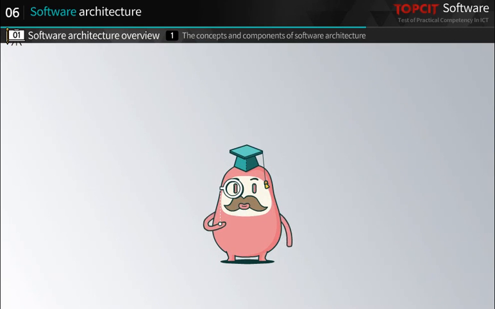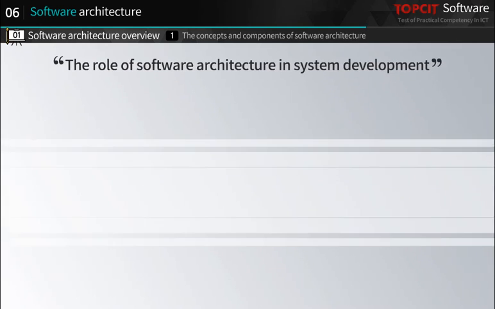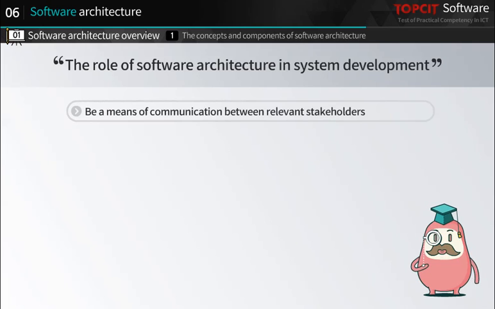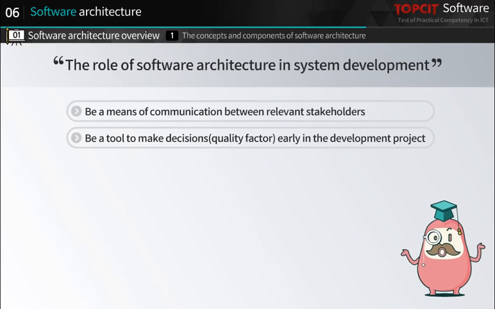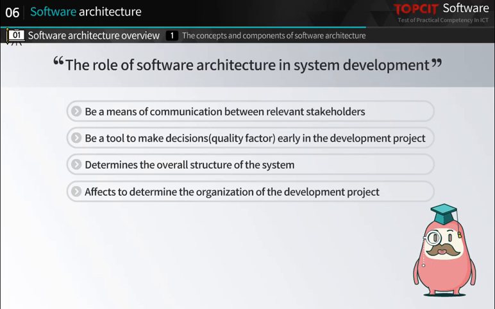Now, I will explain the role of the software architecture and its relationship to the development process. The software architecture has the following roles in system development. First, it becomes a means of communication between relevant stakeholders. Second, it is a tool to make decisions early in the development project. In particular, as it determines the quality factor, it has an overall impact on the project organization. Third, it determines the overall structure of the system. Fourth, it affects the organization of the development project.